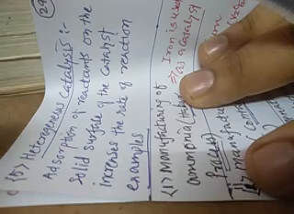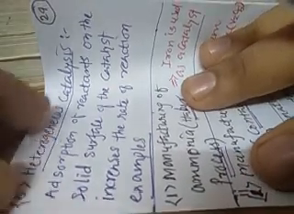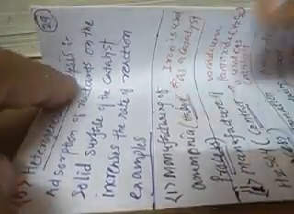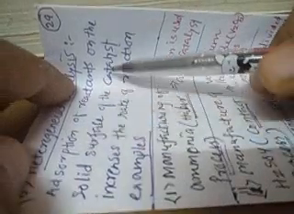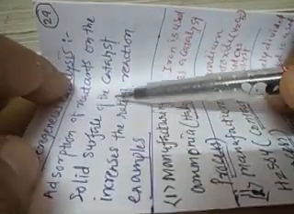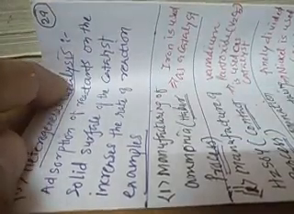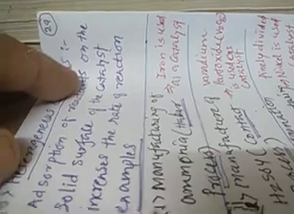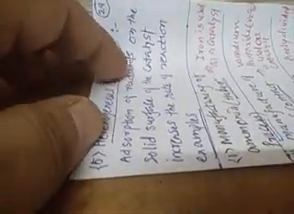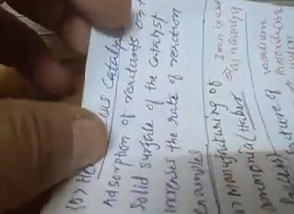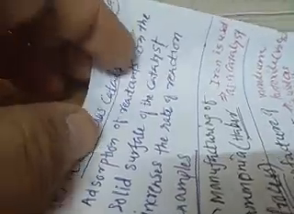In that catalysis, it is very important that adsorption takes place. Adsorption of reactants on the solid surface of the catalyst increases the rate of reaction. So actually what happens is that these substances are adsorbed on the surface of the catalyst, and that is why the reaction becomes easier. Now we'll look at some examples.